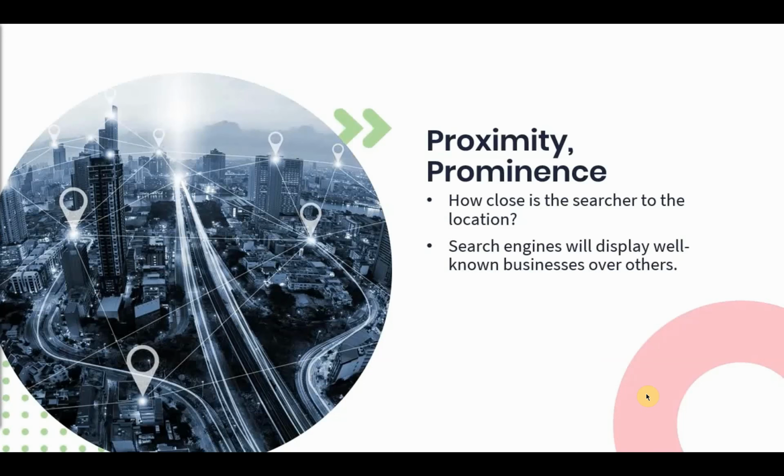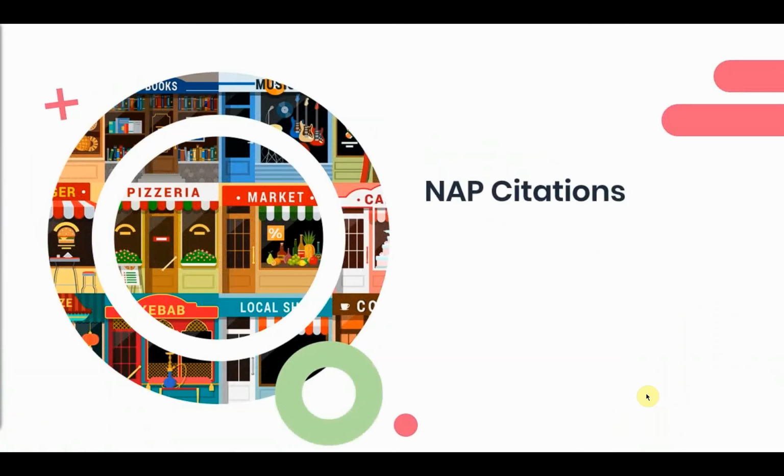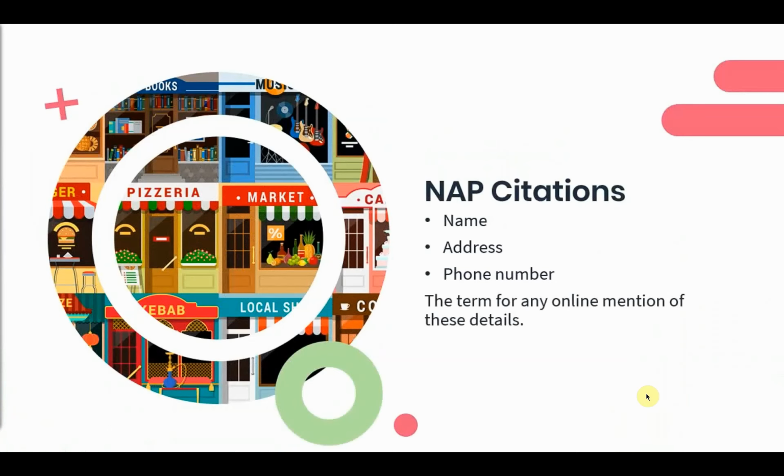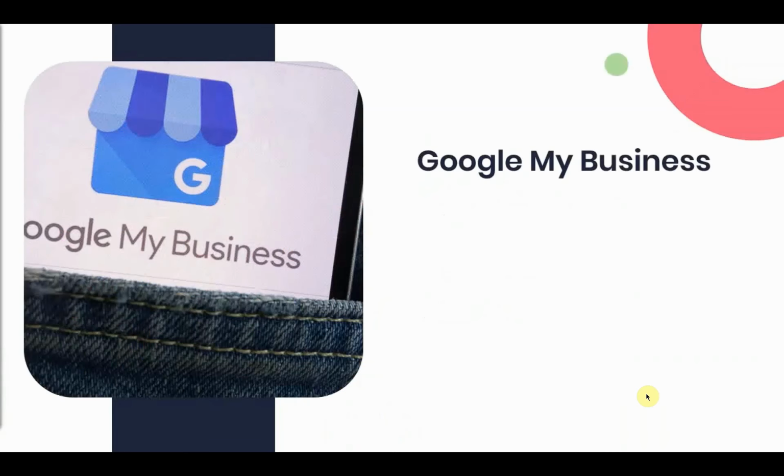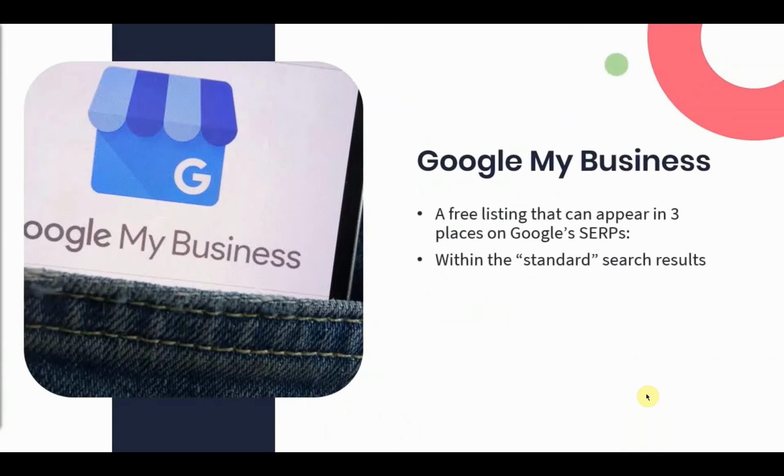Then we have NAP citations, and that is name, address, and phone number. NAP citation is the name given for any online mention of these details of a business. One of the most common areas of a NAP citation would be Google My Business. This is a free listing that can appear in 3 places. Firstly, within the standard search results, so the main ones that you see on the left. Then on Google Maps, so when you're looking for a location, Google My Business results can appear. And then in the knowledge panel, so that's what is on the right.